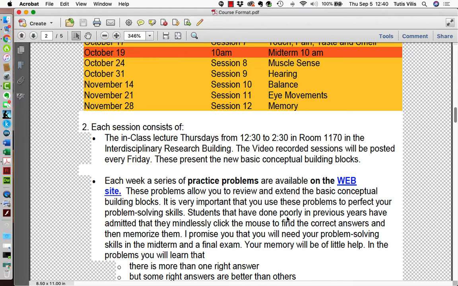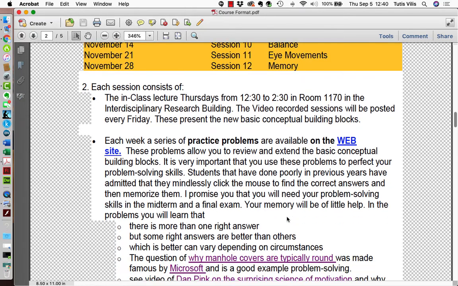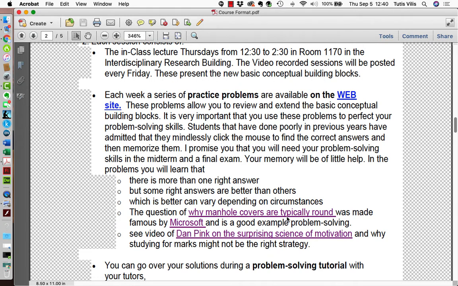Now, a good example of problem solving, well, before I do that, when you do the practice problems, make sure you don't just mindlessly come up with the answer by clicking enough times until the right answer pops up. Think about the question, come up with your own answer before you try it, and then explore why it isn't the answer that I think is correct.